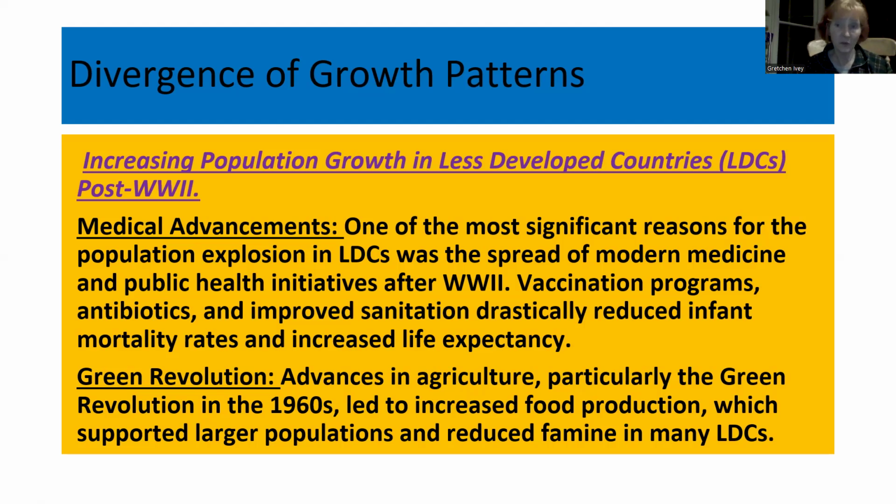Again, we have the Green Revolution we've talked about before. Advances in agriculture, particularly the Green Revolution in the 1960s, led to increased food production, which supported larger populations and reduced famine in many LDCs. So increased the food supply, so it was more steady. So again, more people were surviving.